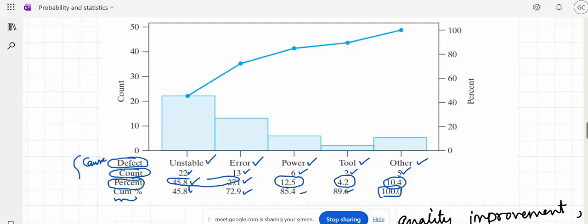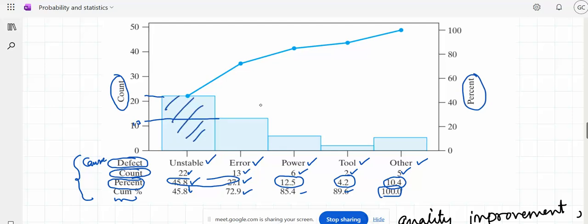Any doubts here, Harshit? Okay, and here we will be plotting count, right? So for example, unstable is 22 times. So this is a 22 times thing. And then error was 13. So here it is 13, and so on. Here this is optional, but you can make it. Here I put the percentage. So for example, the first one was 45.8. So this is actually 45.8. Okay. Right? Make sense? Okay.